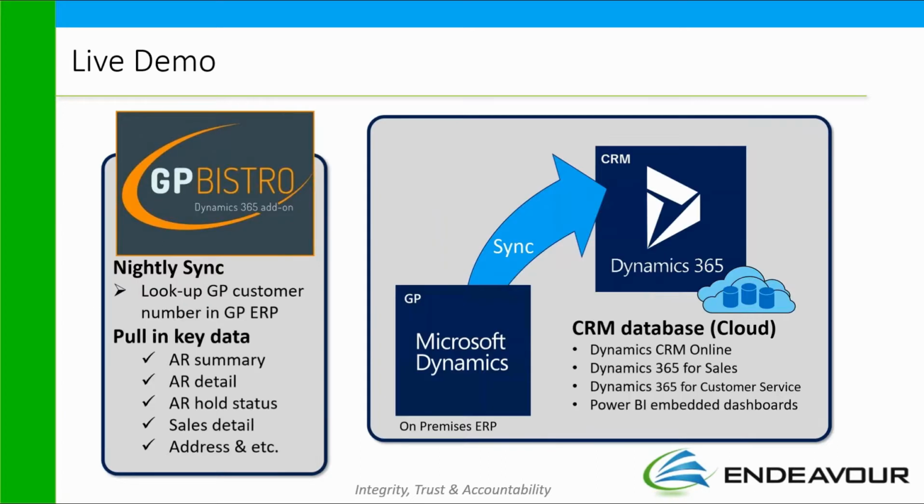accounts. As you can see here on the left, some key data that is transferred: accounts receivable summary, accounts receivable detail, hold status, sales detail, including SOP types and invoice details, as well as address and company information. And that's all moved up into the cloud only for accounts where there is a match on the GP customer number, which is a unique identifier within Dynamics GP.